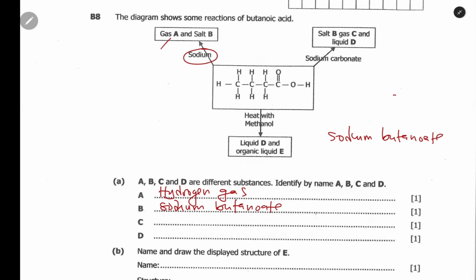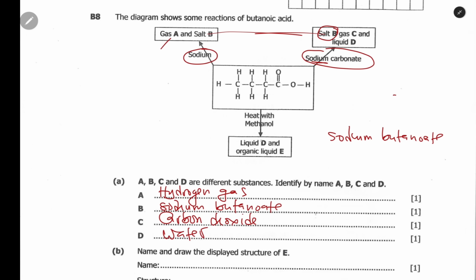Then C, here a carbonate, when it reacts with the acid, it forms three things: a salt, carbon dioxide, and water. So the salt, because of sodium, is still sodium butanoate. That is the reason why these are both B. So they are both sodium butanoate. Then gas C is carbon dioxide. I guess there's no one who is lost up to this point. Then D is liquid, which is the water.